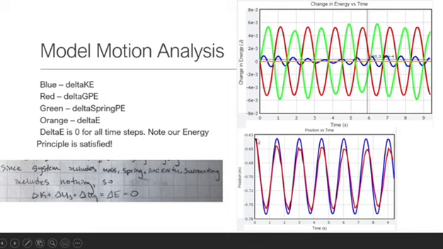When we analyze for our energy principle, our model produces this graph. Note how the spring and gravitational potential energy visually offset each other, and when summed with the kinetic energy, become 0 in the orange line. This is exactly what our energy principle predicts from our previous equation, and our model satisfies that here.